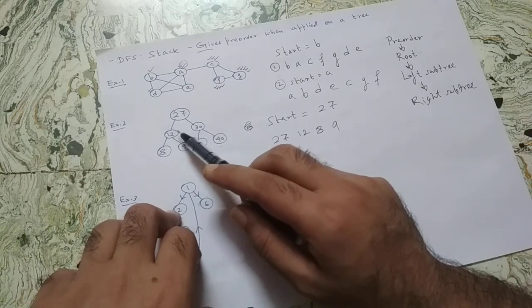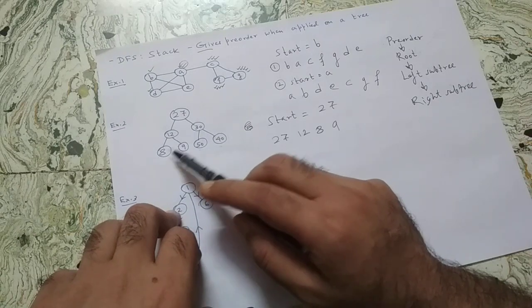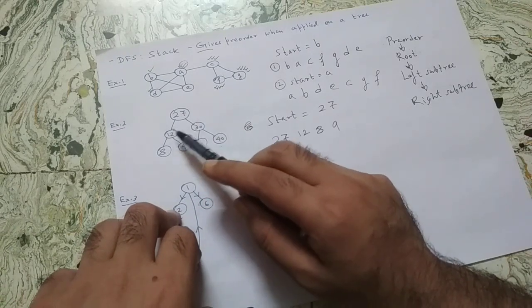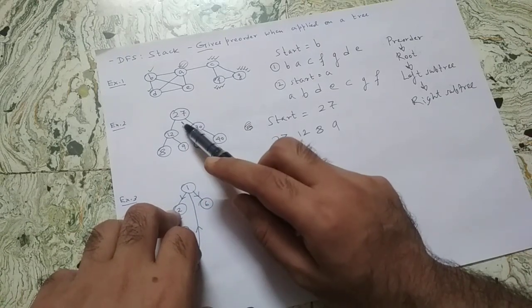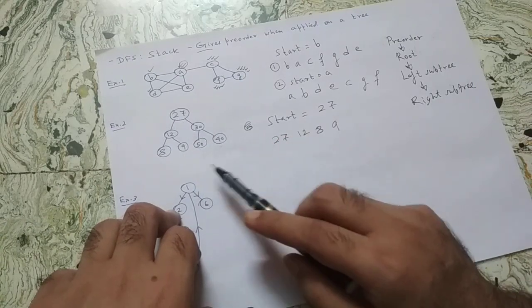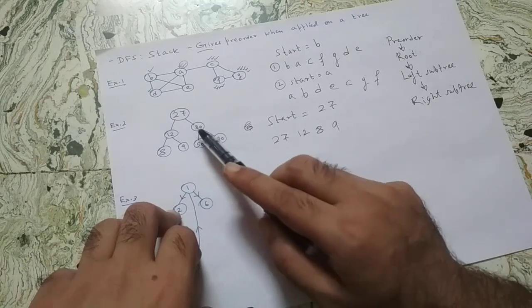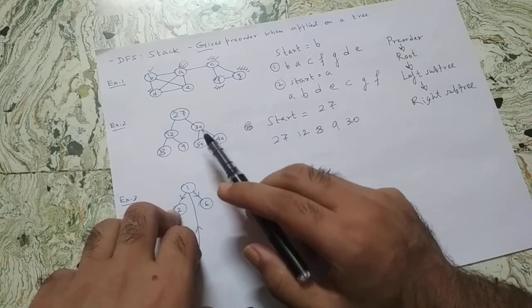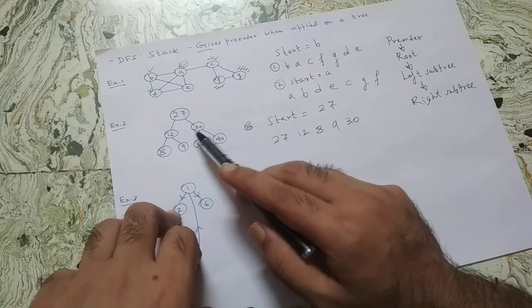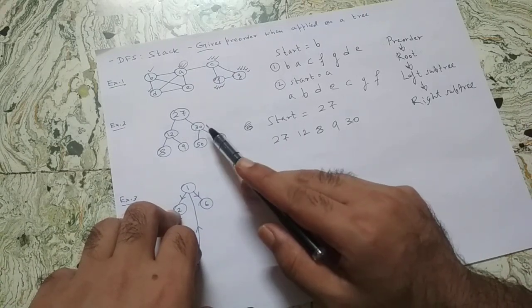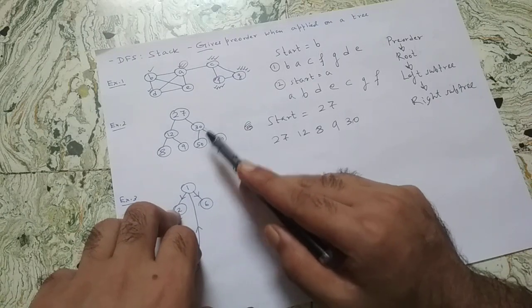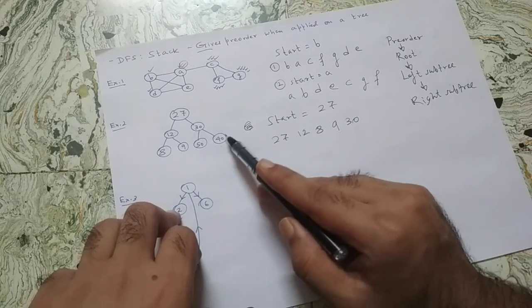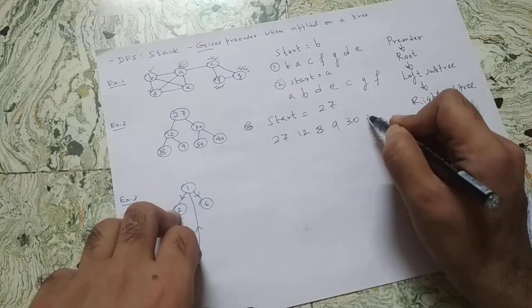Now I find that all adjacent vertices of 12, that is 8, 9 and 27 have been visited. So again I'll backtrack and I'll go to the previous vertex which is 27. Now from 27 I find that 30, which is an adjacent vertex of 27, has not been visited. So I'll go to 30 and I'll visit it. Now after visiting 30, I'll start exploring 30 by suspending 27. So I'll look at the adjacent vertices of 30 which have not been visited. Which are they? 50 and 40. So I'll visit any one of them.